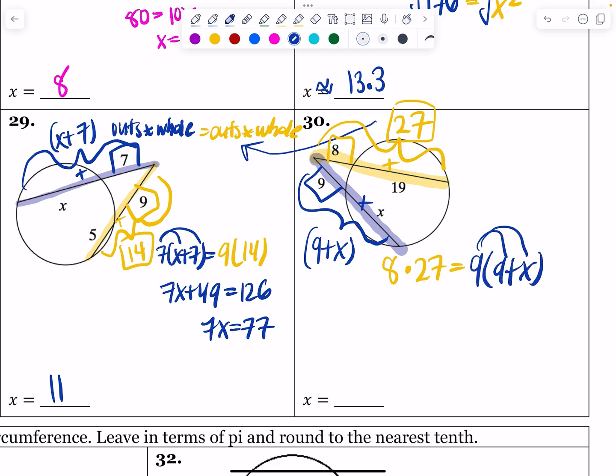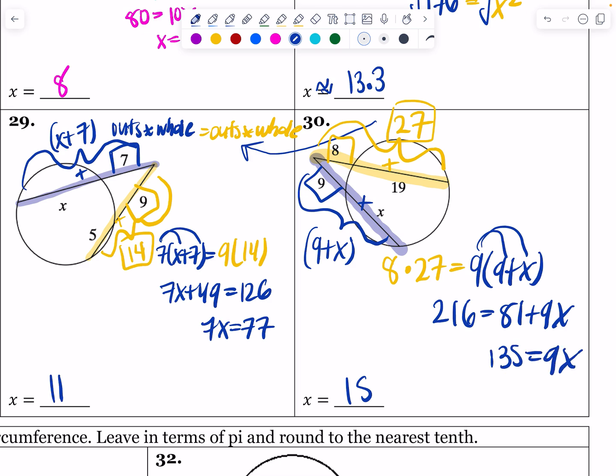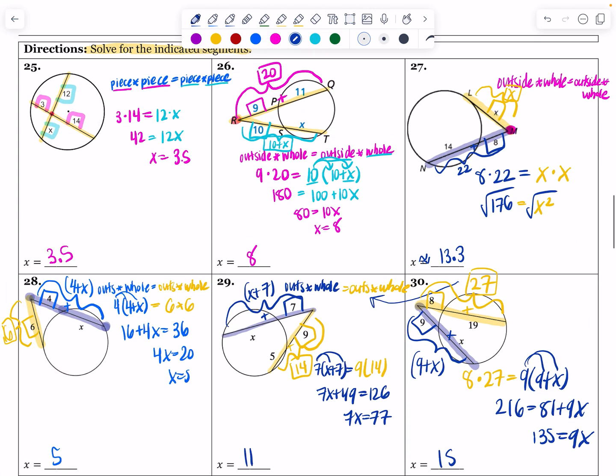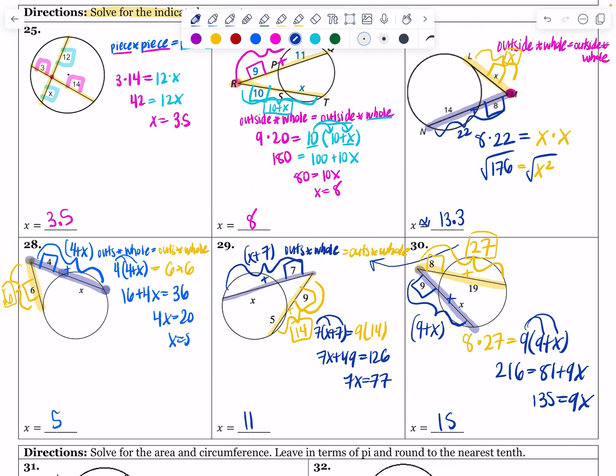Again, we just distribute. 8 times 27 is a big number. It's 216 equals 81 plus 9x. So I'm going to do 216 minus 81 and then divide by 9. That is going to give me that x is 15. Let me write out my steps a little bit: 216 minus 81 gave me 135. So this was 135 equals 9x. Then we just divided by 9 on both sides and got x equals 15. So that is our problems that involve finding missing segments in circles.